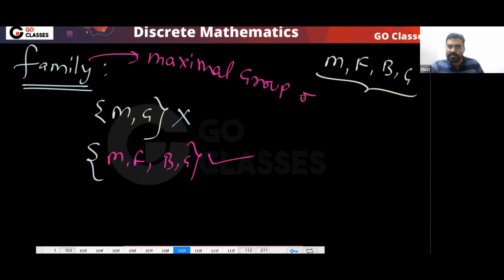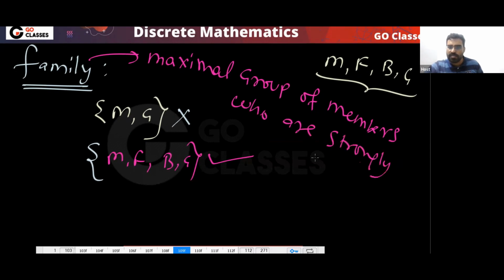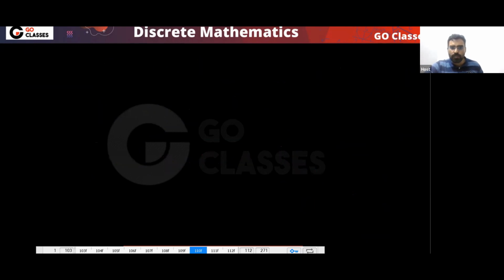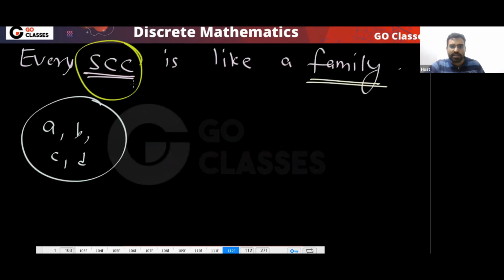A family is basically a maximal group of members who are strongly connected to each other. So if you notice, a strongly connected component is like a family.